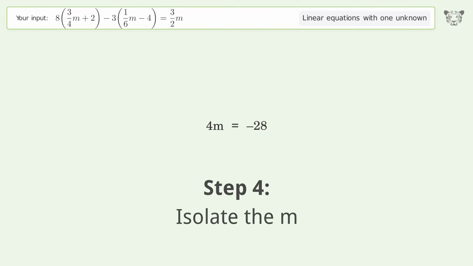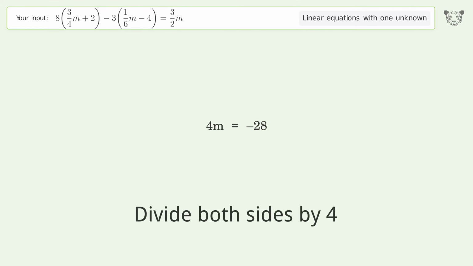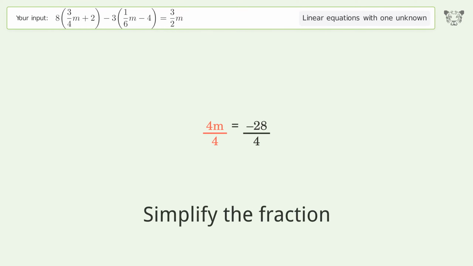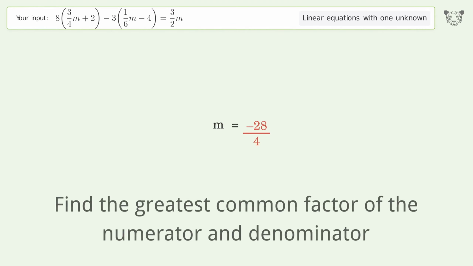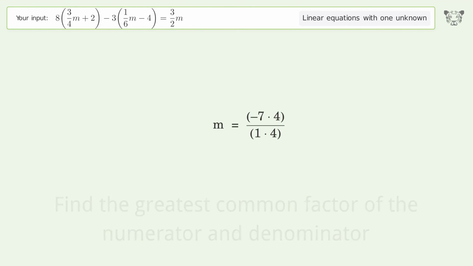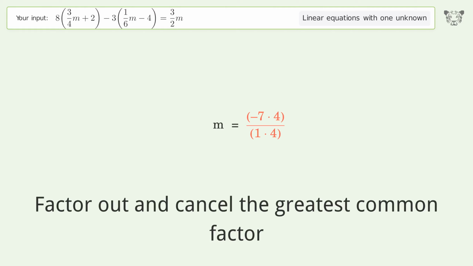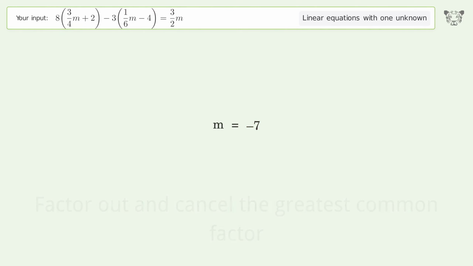Isolate the m. Divide both sides by 4. Simplify the fraction. Find the greatest common factor of the numerator and denominator. Factor out and cancel the greatest common factor. And so the final result is m equals -7.